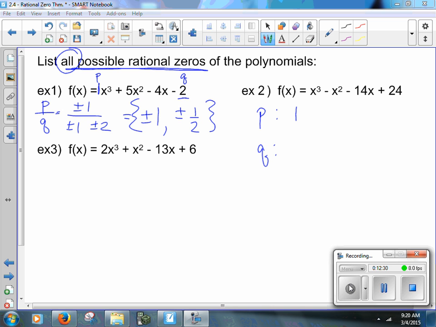I'm listing all of the P's. I'm listing all of the Q's. I'm going to go back in just a second and list P over Q, and that's when I'm going to do the plus or minus. I'm going to do that at the very, very end. Q, 24. I had to choose a number with a bunch of factors, right? See? 1 and 24. 2 and 12. 3 and 8. 4 and 6. Those are all of the factors of 24.